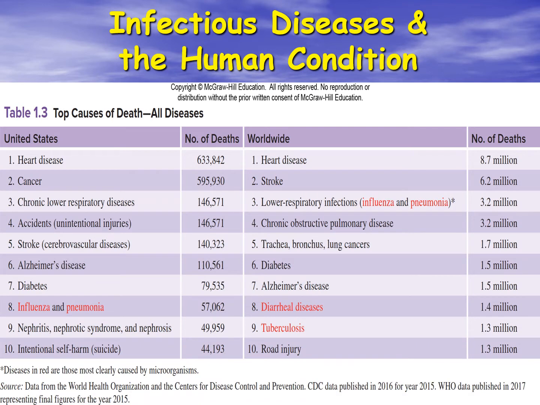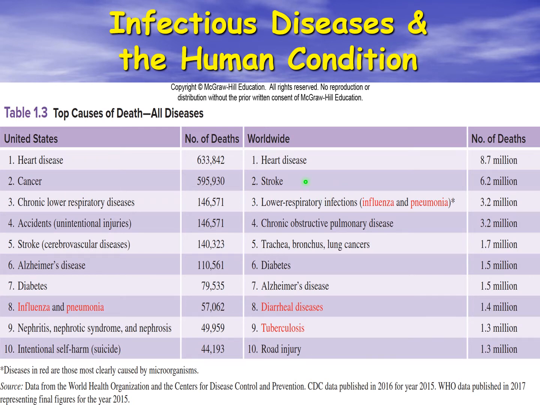This chart just compares the death rate in the United States to the death rate worldwide. And you can see that heart disease is number one. And this was from the year 2015. But heart disease actually still remains number one around the world. Cancer is the second leading cause of death in the United States, and stroke worldwide is the second leading cause.